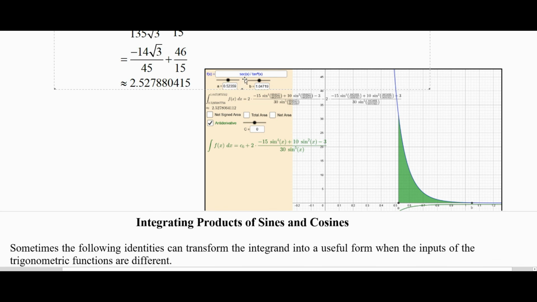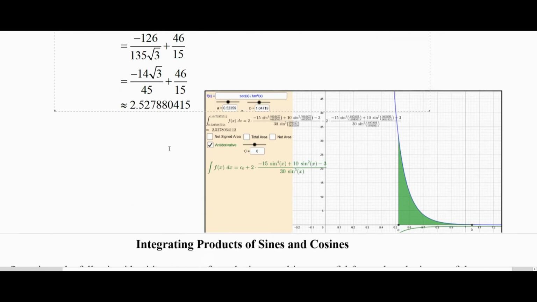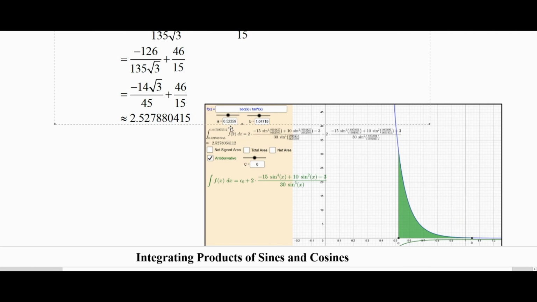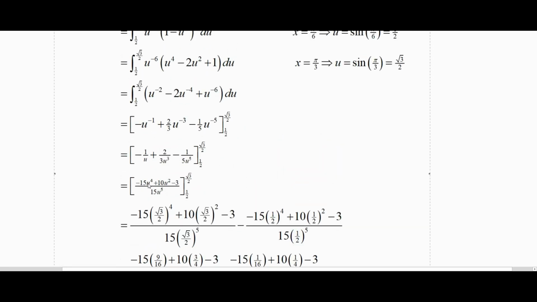Using my GeoGebra app, I did it here. Secant of x divided by tangent to the, what was it, 6th of x. And I typed in pi divided by 6 here, and pi divided by 3 here, but of course these are approximations, which means this is kind of not correct. But this decimal is a correct approximation. Here's the antiderivative. They did something weird here. They didn't cancel the 2 and the 30. But if you look at it, that's the same antiderivative that I got here if you just replace all the u's by sine of x.